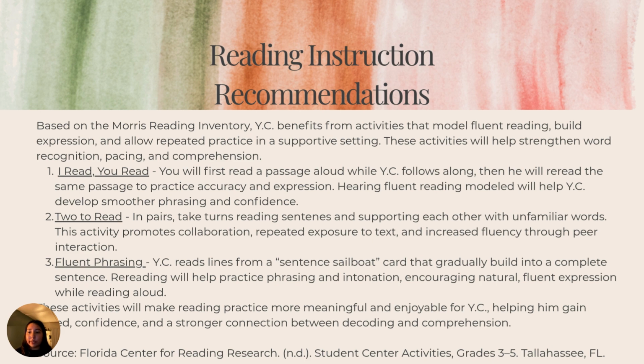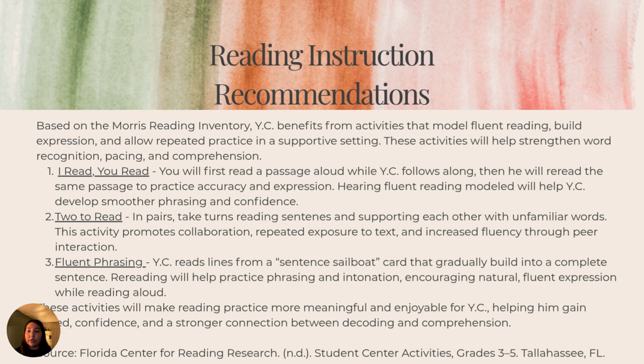The third activity is fluent phrasing, sentence sailboats, where he rereads growing sentences, starting short and then building to full sentences. This improves his expression, rhythm, and comprehension. He gets a sentence syllable card that gradually builds into complete sentences, which helps him practice phrasing and encourages natural, fluent expression while reading aloud.